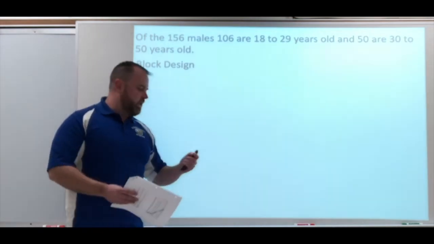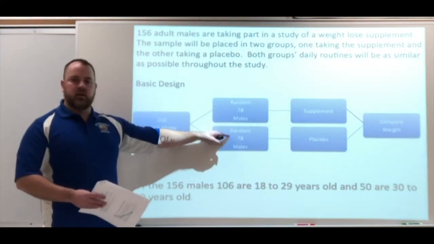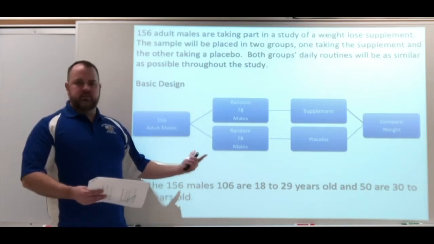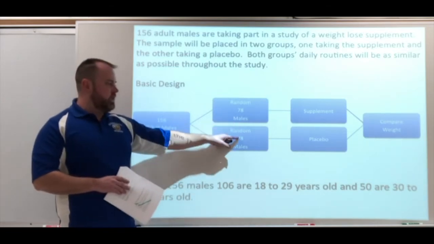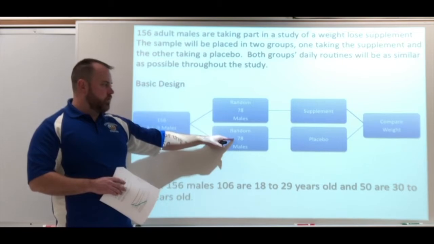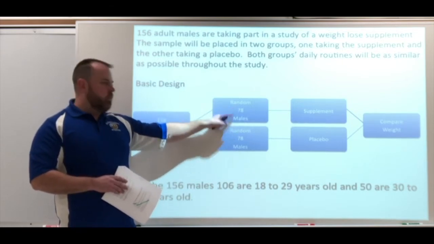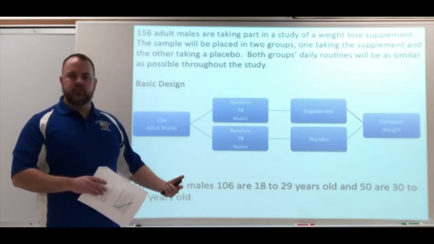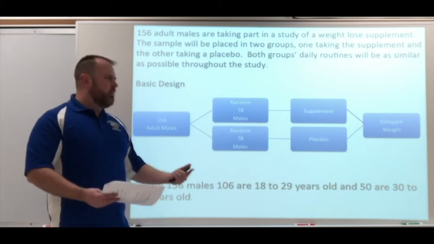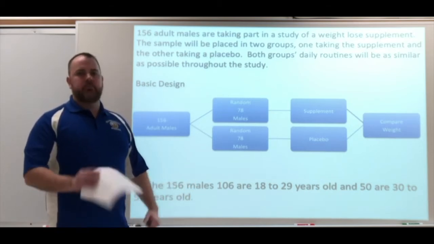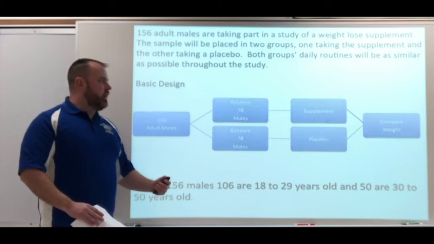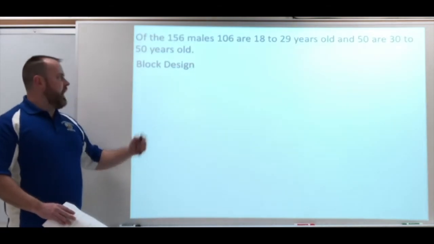So now when we randomly select here, is it rare? Yes, but it could happen that most of the older males are in one group, younger males in the other. Well, that's going to affect our responses. It's not proportional anymore. It's very rare that it's going to happen, but it could happen. Doing a block design is going to control that.